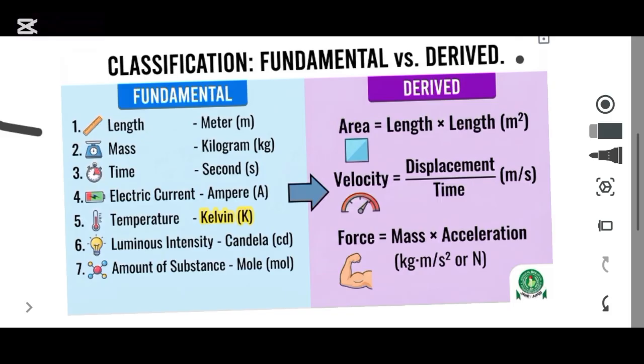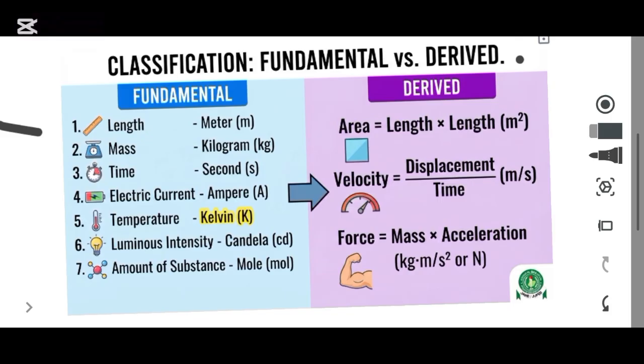JAMB and JUPEB expect you to know all the 7 SI basic quantities by heart. Your length, your mass, your time, your electric current, your temperature, your luminous intensity, your amount of substance, their units, and also their dimensions. Yes, the dimensions. This is what, as a JAMB student, you must know. And also as a JUPEB student, you are expected to know this.